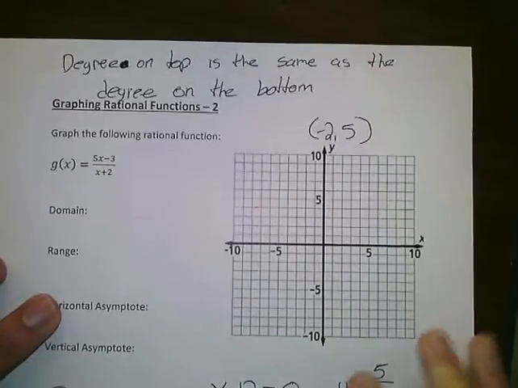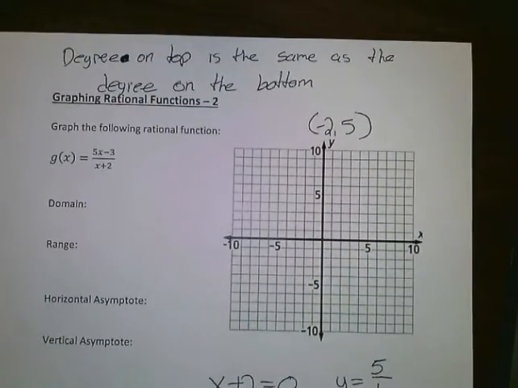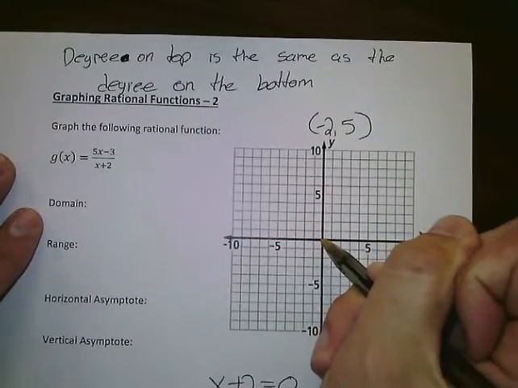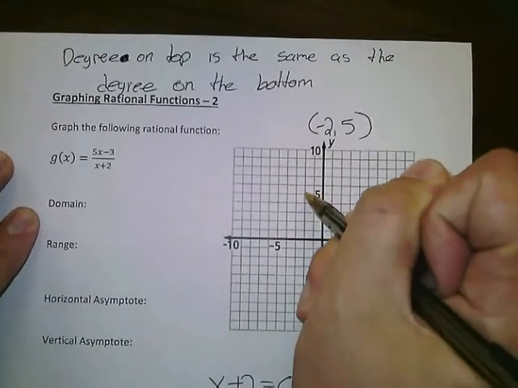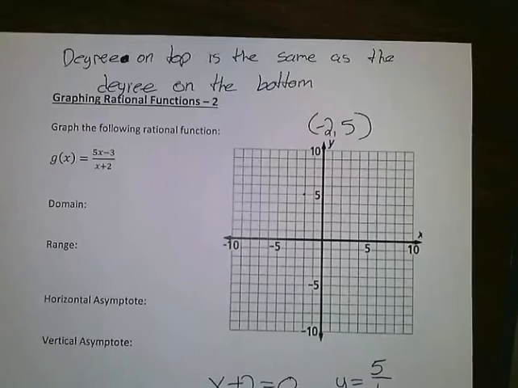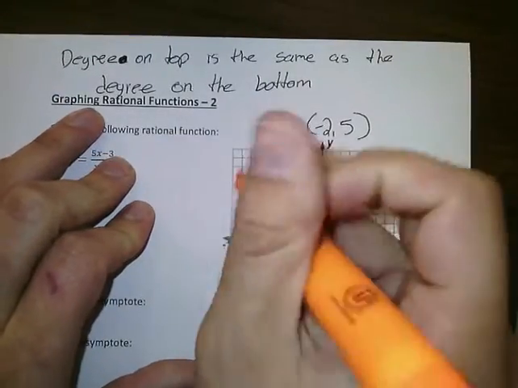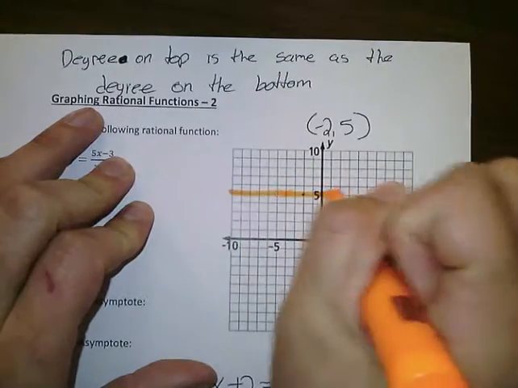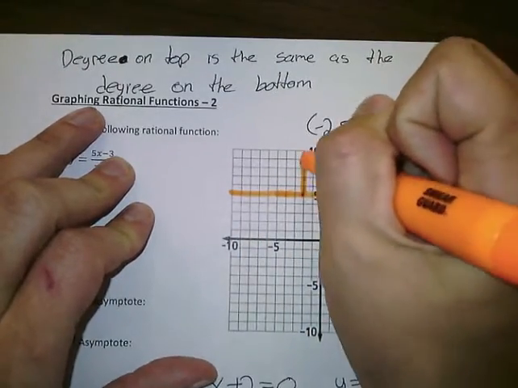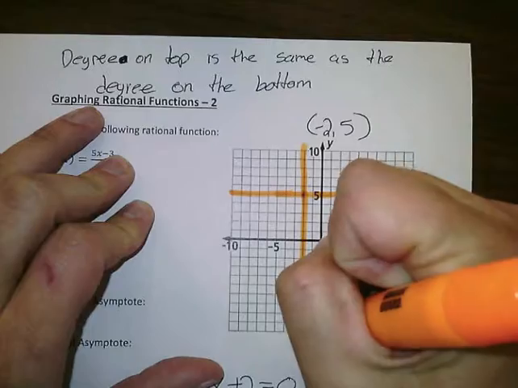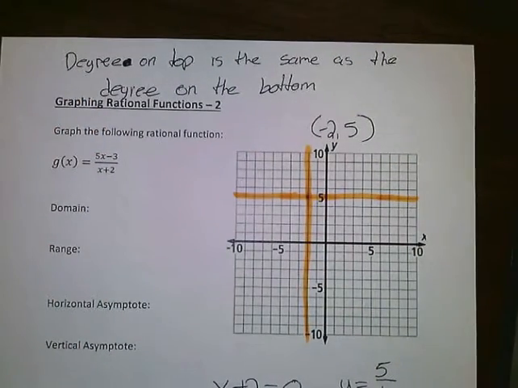I'm going to write that down up above. As I go through graphing this, I'm going to go ahead and find where that center point is so I can draw my asymptotes. So I'm going to go left 2, up 5, very lightly put a point so I know where that center is. I'm going to draw in a horizontal asymptote there, as well as a vertical asymptote.